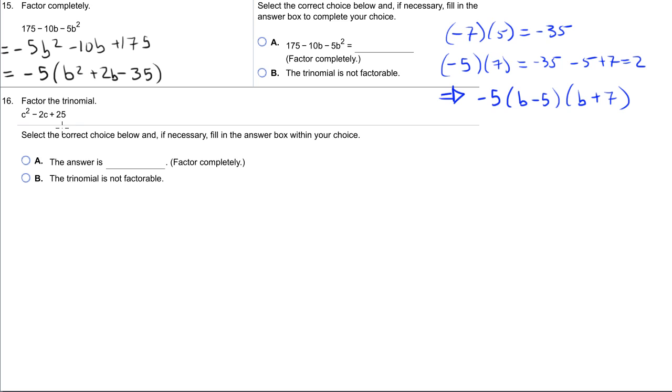16. Factor this trinomial. 25 has as factors 1 and 25, but that adds to 26. 5 and 5, but that adds to 10. So the trinomial is not factorable.